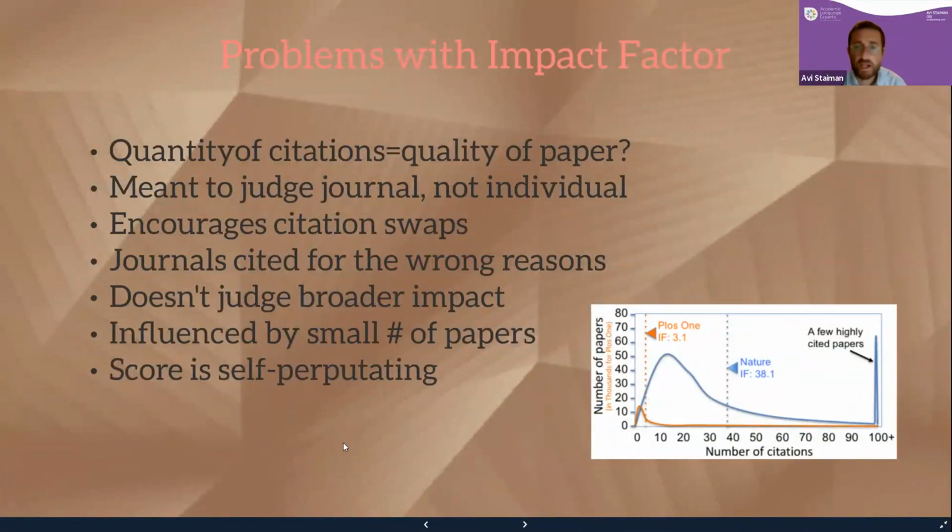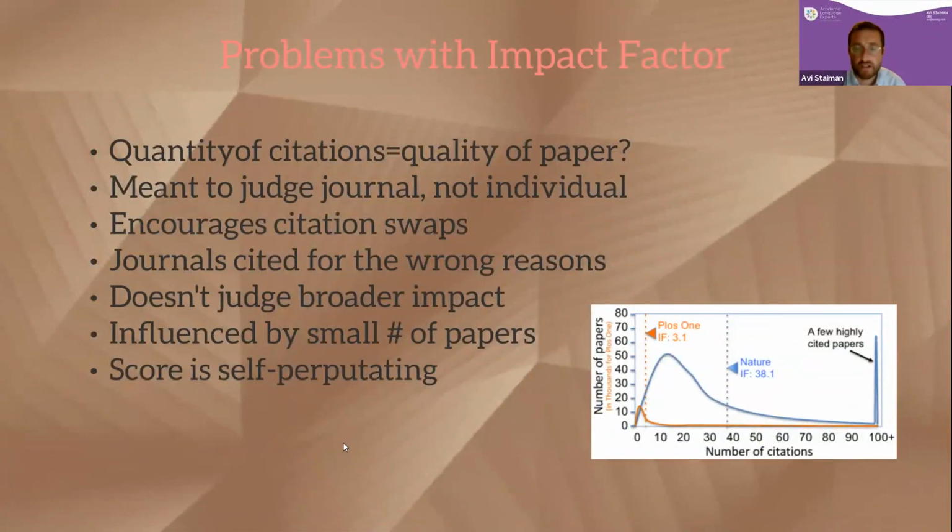Now, I do want to quickly just talk about some of the problems with impact factor. I don't want to get into too long of a discussion about this, but I think it's important to bring up because impact factor is kind of the gold standard now for how we judge papers, but there are some issues. So what are some of the issues that have come up with the impact factor system? So first of all, the impact factor judges the quantity of citations in other peer-reviewed journals and uses that as an indication of the quality of that journal.